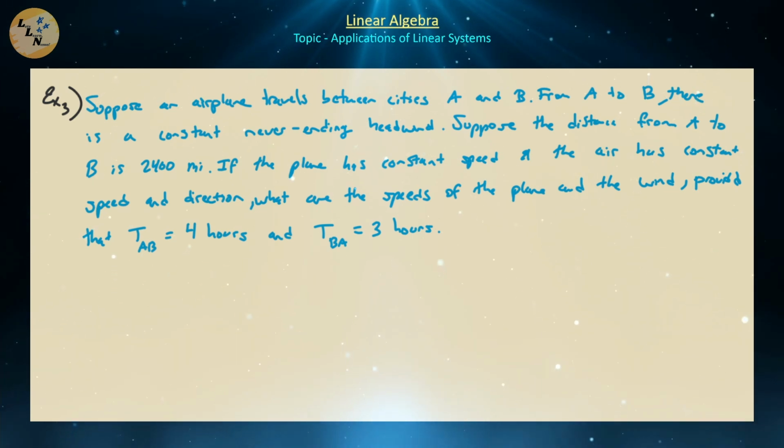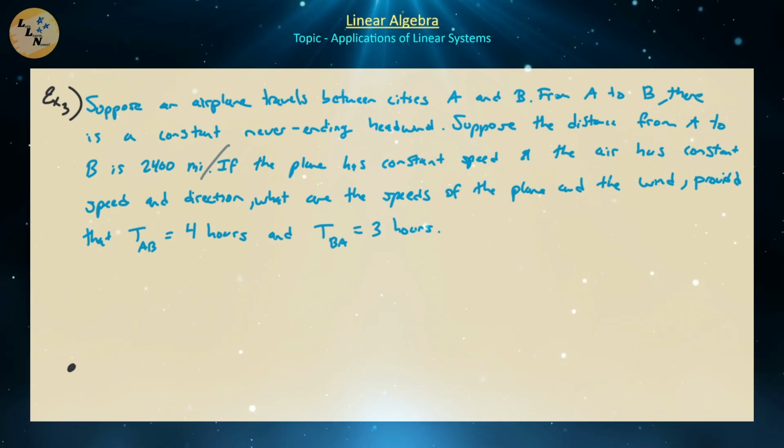Now let us consider this example. Suppose we have an airplane that travels between cities A and B, and let's also assume that it travels between B and A also, such that the distance from A to B is 2,400 miles. Let's also assume that from A to B, there's a constant, never-ending headwind. So of course, before going through the problem, sometimes it's just important to interpret this in bite-sized chunks.